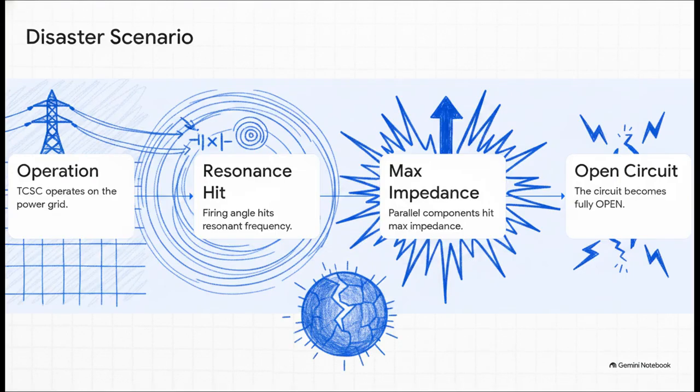Let's walk through this nightmare scenario step by step. Imagine your TCSC is humming along, operating on the grid. Suddenly, the system's frequency, or maybe the specific firing angle being used, accidentally hits that resonant frequency condition we just discussed. Because that capacitor and inductor are connected in parallel, they instantly hit maximum infinite impedance. And boom, step 4. Your circuit effectively becomes fully open. The current has absolutely nowhere to go. This isn't just a chalkboard theory anymore. This is a full-blown catastrophic event on a live power grid.